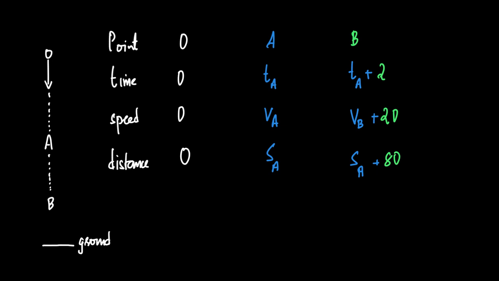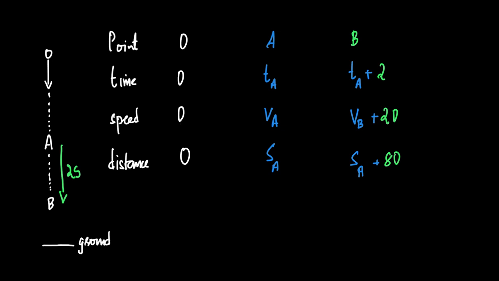At time t is equal to 0, the object is at point O. It is at point A at time t is equal to TA, and it is at B at time TB, which actually is TA plus 2. Why? Because it is given in the question that the object travels from A to B in 2 seconds. Speed at the point O is equal to 0. Why? Because it is dropped.